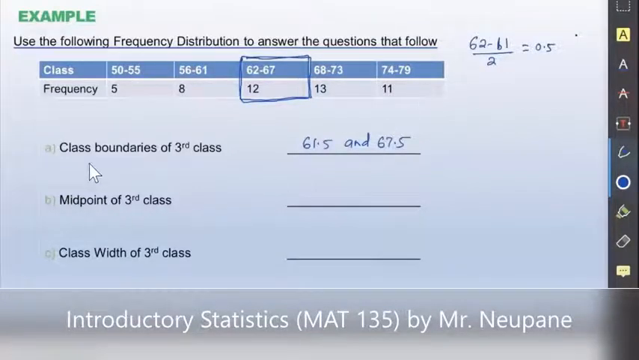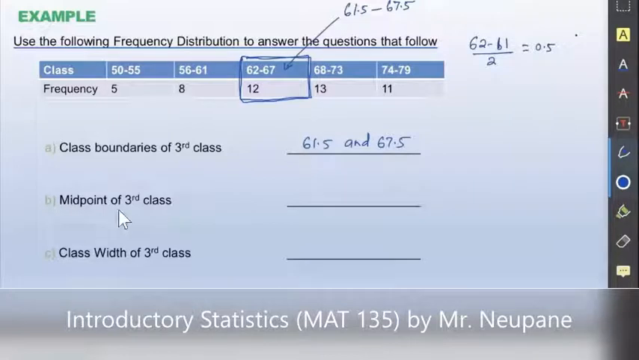So that is the idea of class boundaries. The reason we create the class boundaries is for the construction of the histogram. Any question there? No. Okay, no question. So now this class gets modified to 61.5 to 67.5. Okay, now what is the midpoint of the class?